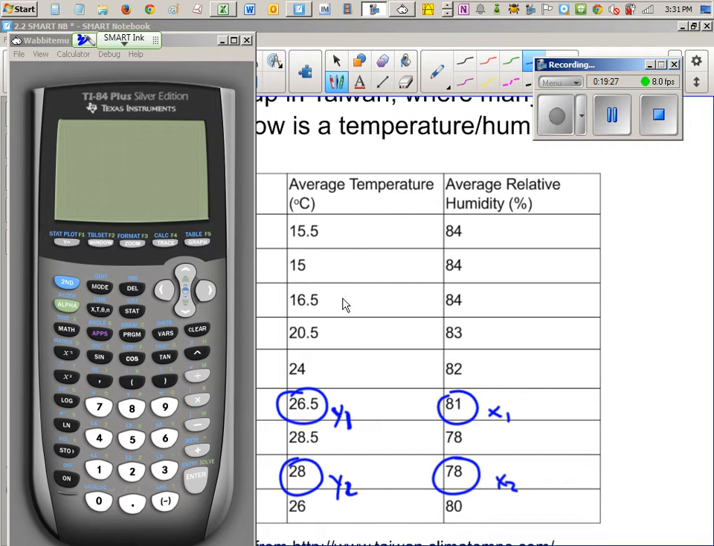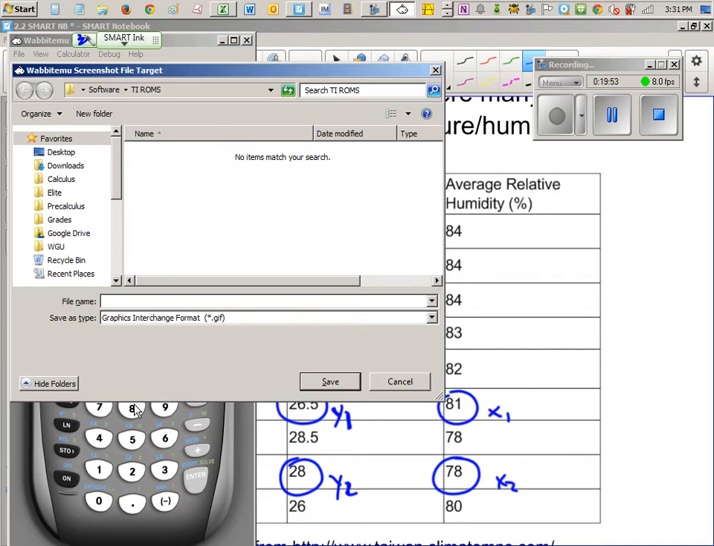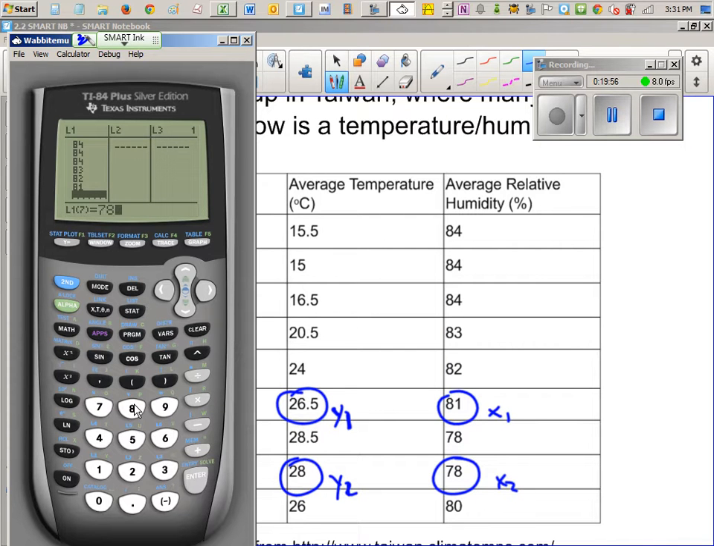Okay, so I got my calculator open, and I pulled up my table, and remember I was going to make my left column my y's and my right column my x's. So I'm going to go to Stat, and I'm going to go to Edit, and type in the 84, the 84, the 84, the 83, the 82, the 81, the 78, there's two 78s, and an 80. Let me go back up and double check that I typed that right. So it's 84, 84, 84, 83, 82, 81, and then I have 78, 78, 80.